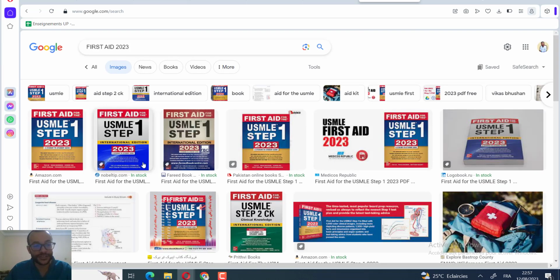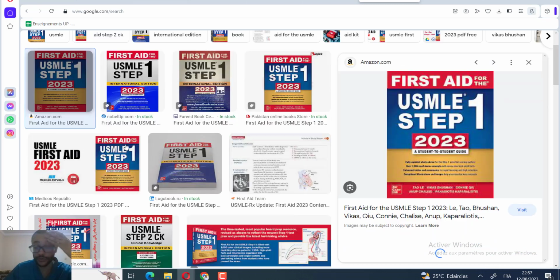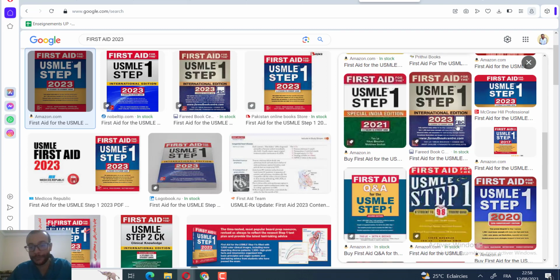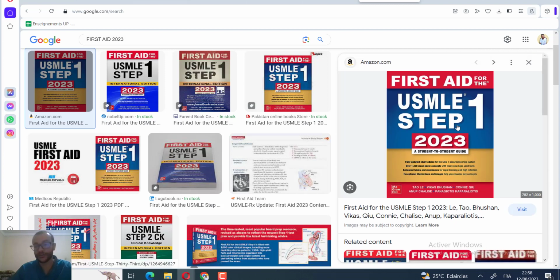And First Aid for USMLE Step 1 is a book that is the gold standard to prepare for the USMLE. The USMLE is the United States Medical Licensing Exam. It is like the residency exam in the United States. This book is gold, and I think it is one of the best books of medical knowledge around the world. First Aid for USMLE Step 1 is your best choice to start.